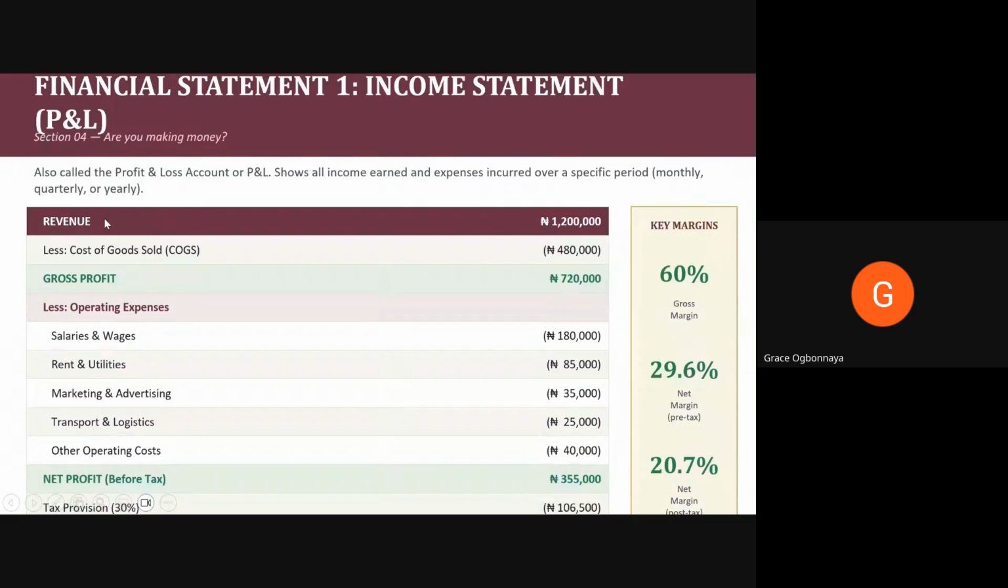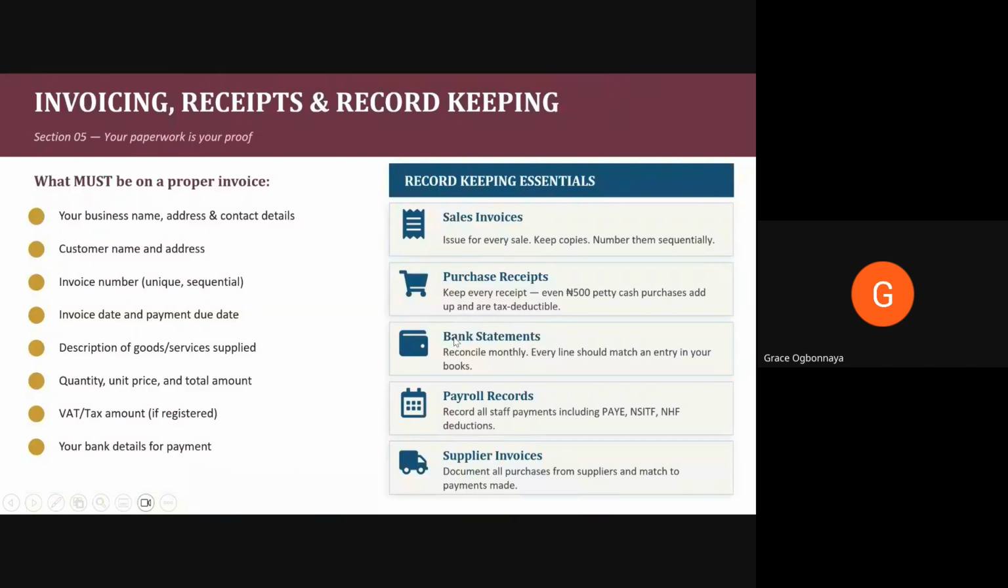So this is revenue of 1.2 million, for example. To produce this 1.2, the cost of production is 480. When you remove 480 from this 1.2, you have 720,000 naira. Now you want to remove your expenses. That's indirect costs, salaries and wages, rent, marketing, transport, and other operational costs. When you remove them, you now have a net profit of 355,000 naira. And the tax rate here is 30%. When you do 30% of 355, you have... okay, sorry.